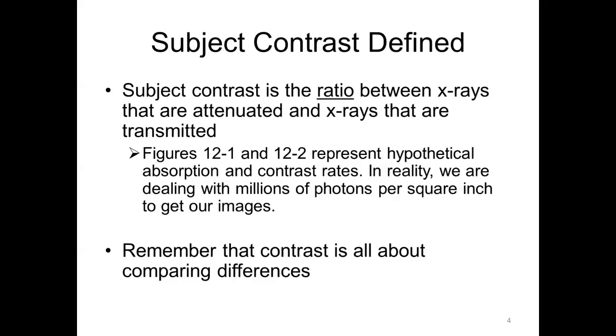Now these are hypothetical. They're just saying, for this part that we're X-raying, we're only dealing with 100 X-rays. In reality, we're dealing with millions and millions of photons per square inch. And we're looking at contrast, which is about the differences between things that are next to each other. Image contrast, we talked about, is a difference in brightness between two adjacent parts on your picture. Subject contrast is also involved in differences.